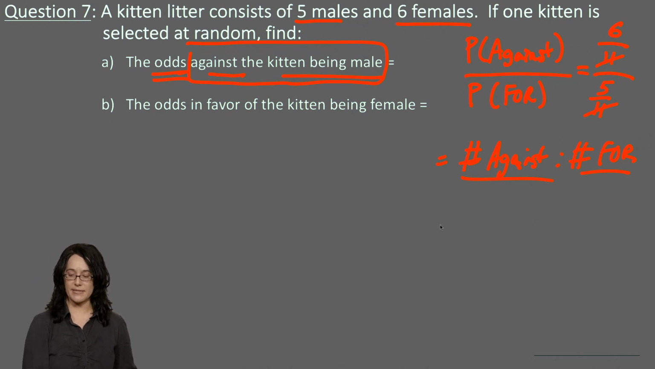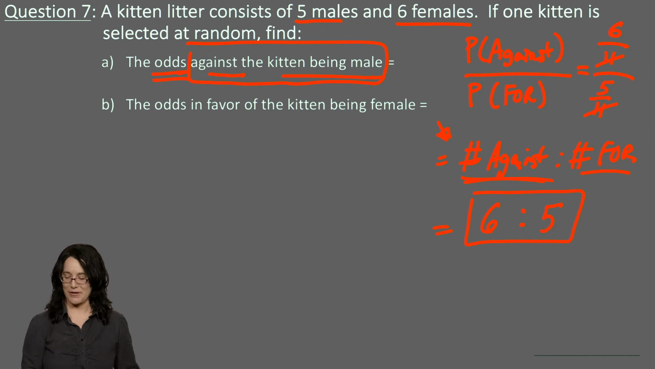But notice that would have been the same thing as my shortcut here. How many ways are against getting a male? Well, the 6 ways that we get a female, right? So 6. How many ways are for getting a male? 5. So the odds against selecting a male kitten here randomly would be 6 to 5, okay? And again, I recommend that shortcut. I think it's a lot faster than stacking the fractions, right?